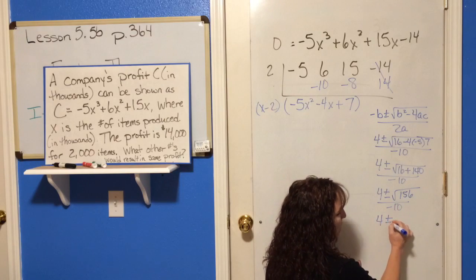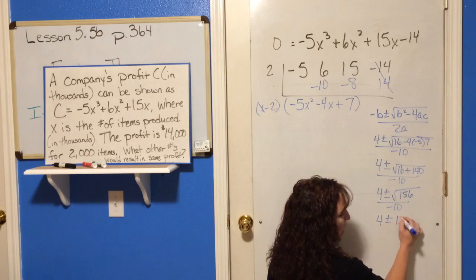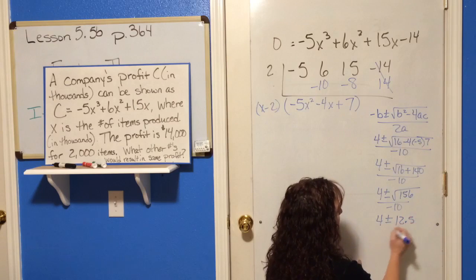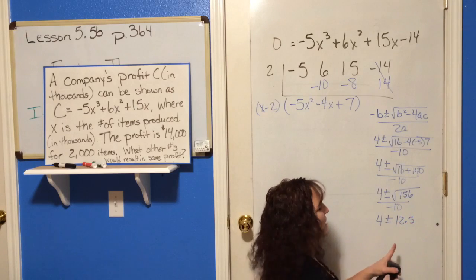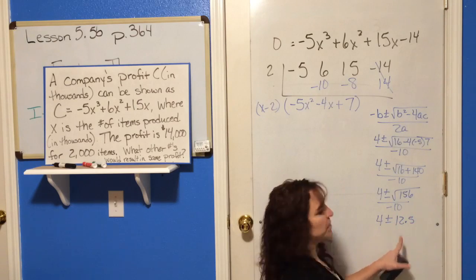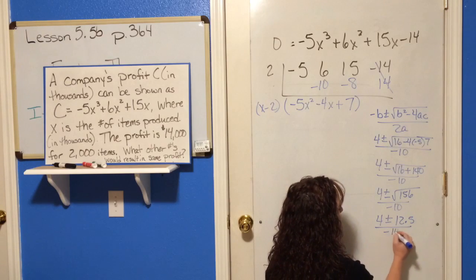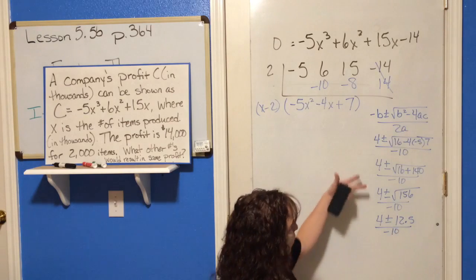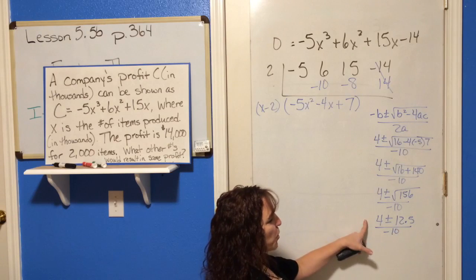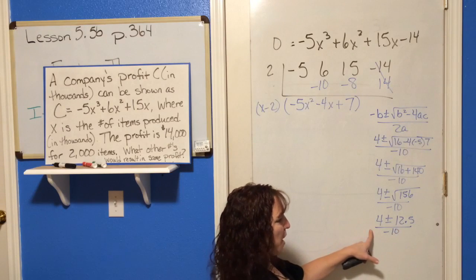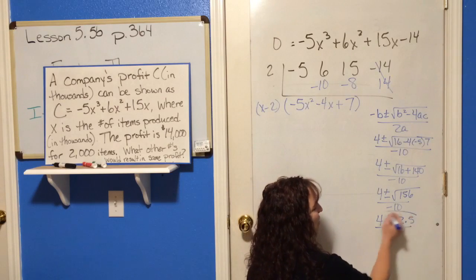Because I saw this coming, I put it into my calculator already. So 4 plus or minus 12.5, and that's roughly 12.5. It's not exact, but I rounded it to the tenth, over -10. So 4 plus or minus 12.5 divided by -10 is my answer.